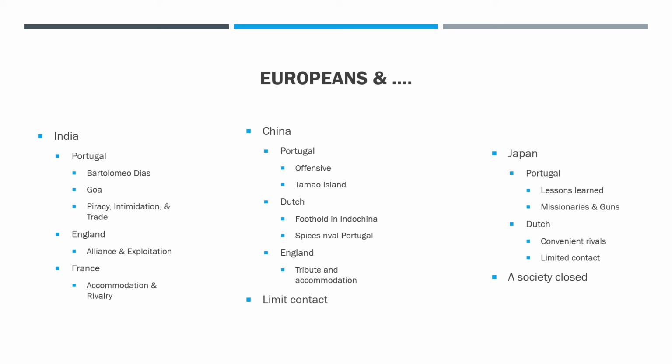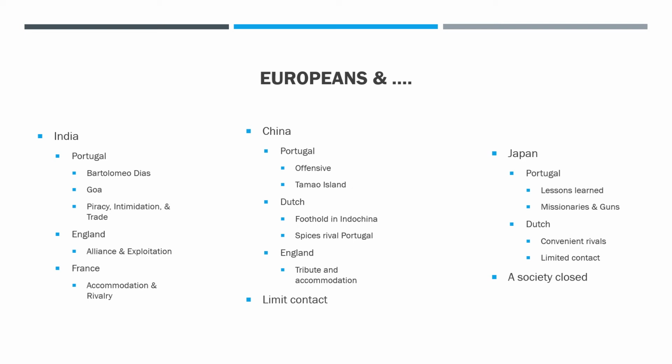Same thing is happening in Japan. Portugal, perhaps learning the lessons of interacting with India and China, comes to Japan with a different attitude. They come with missionaries. They come with very important trade products, particularly guns, that are unusual. The technology is nearly unheard of. The Chinese have a similar kind of weapon, though not nearly as sophisticated, not nearly as portable, and it's incredibly devastating on the battlefield.